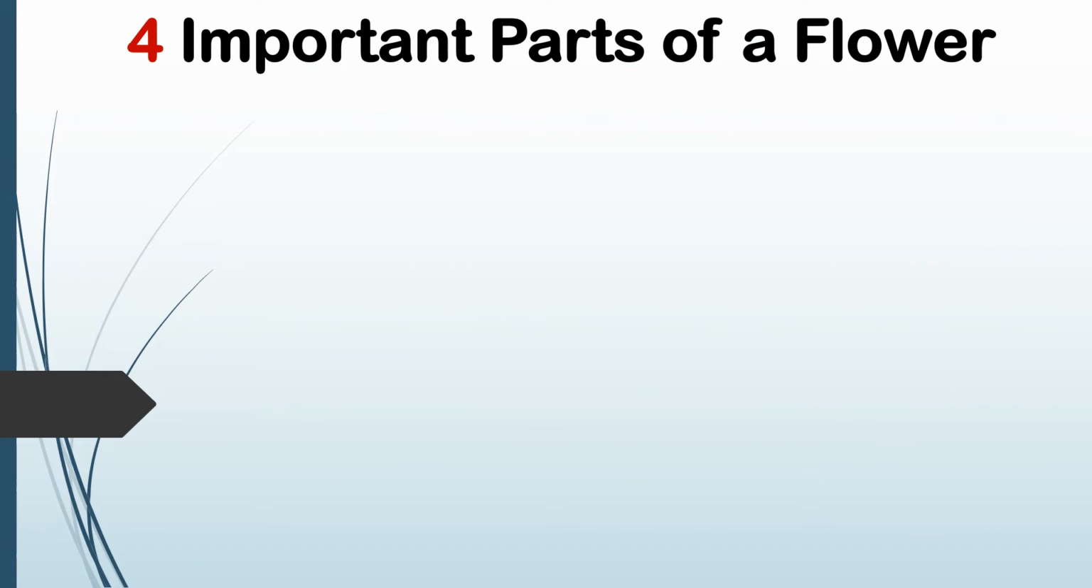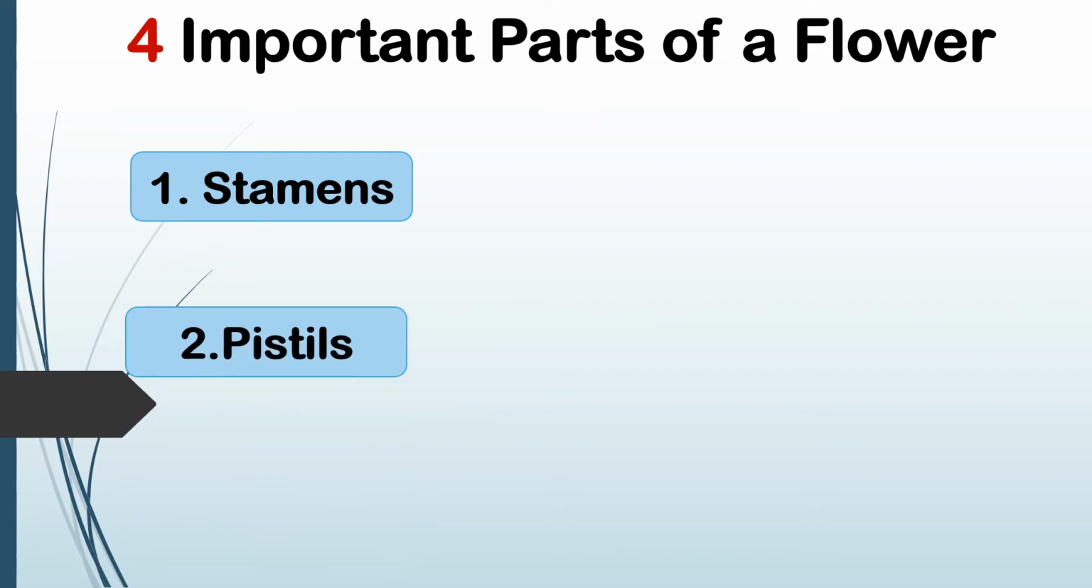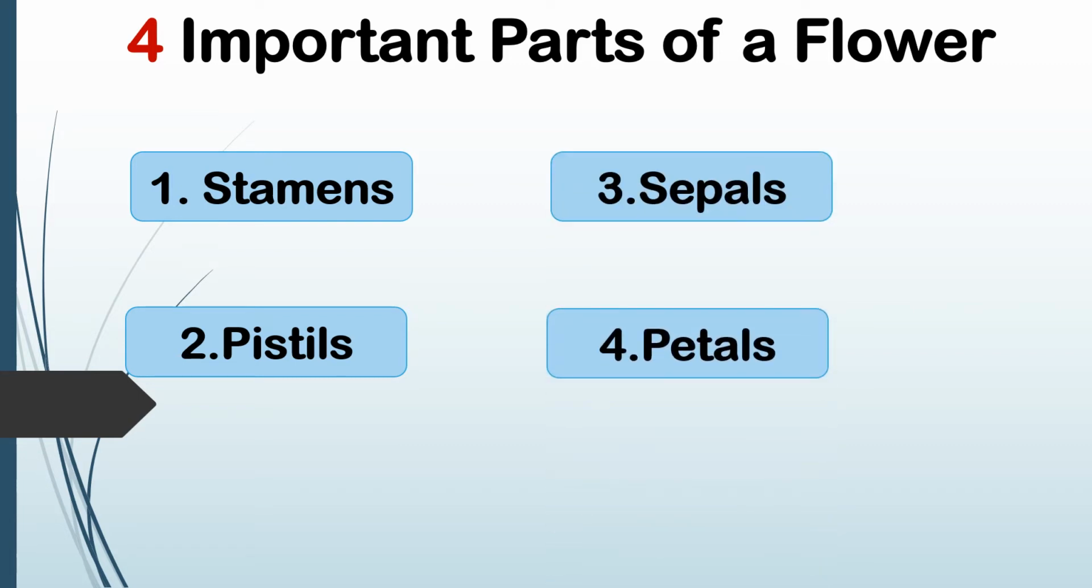There are four important parts of the flower. First, we have the stamens. Number two are the pistils. Number three, sepals. And number four, petals. Again, the four important parts of a flower are the stamens, pistils, sepals, and petals.